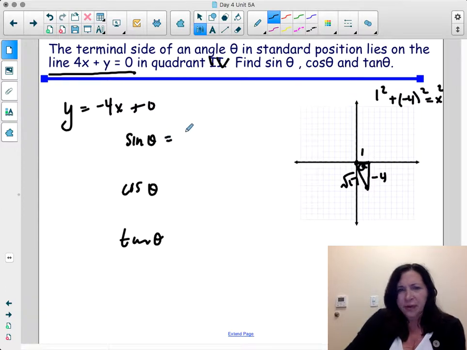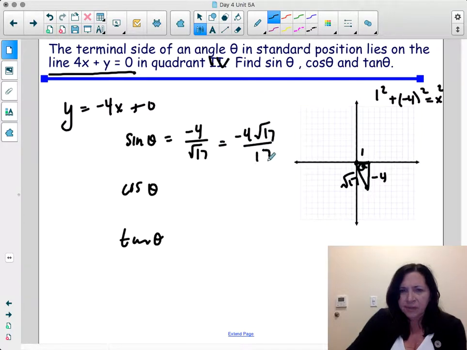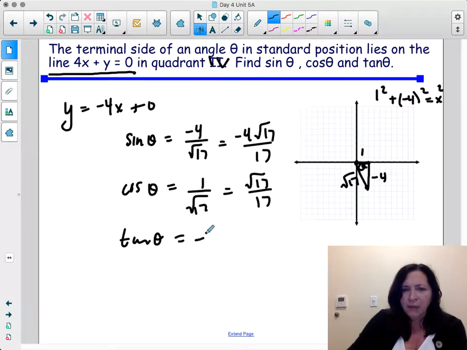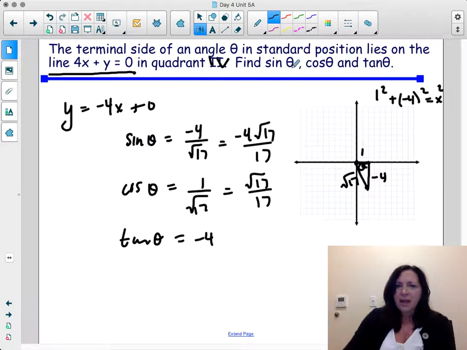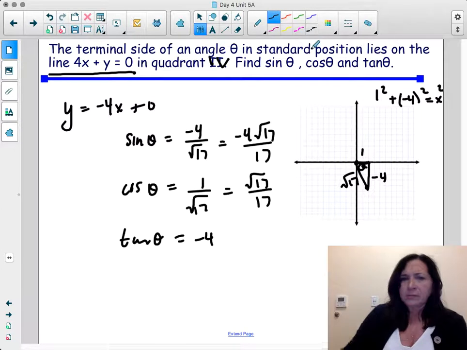to be opposite over hypotenuse, which is going to be negative 4 root 17 over 17. Cosine is going to be adjacent over hypotenuse, which is going to be root 17 over 17. And tangent is going to be opposite over adjacent. And that's all you have to find.